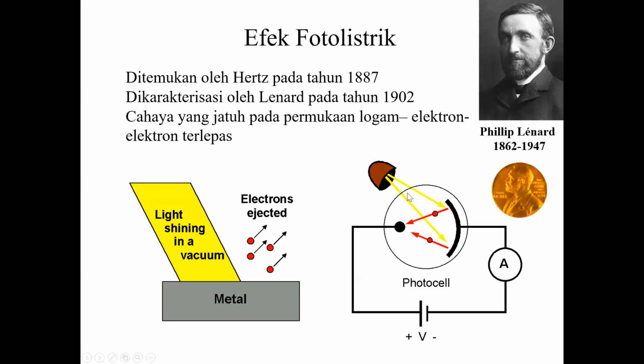Okay, we have this vacuum tube. We have the source of light. We have this metal, and this is a detector. Sorry, this is the metal, and this is another pole. We have this ammeter, and this is the photocell.